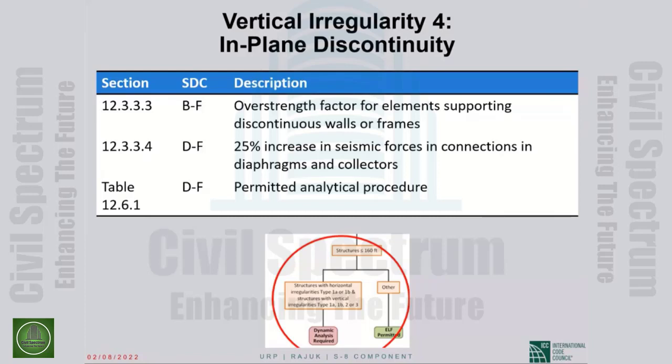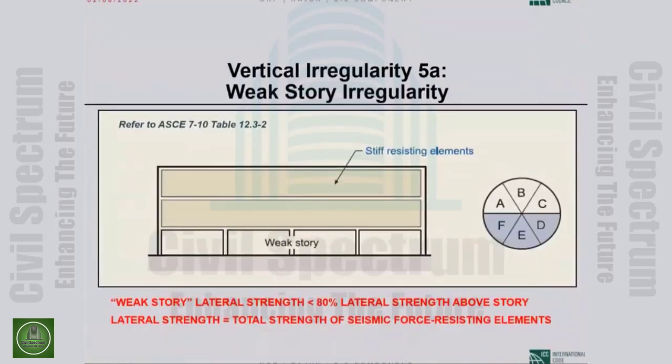the permitted analytical procedure, for type 4. Actually, type 4 is not one of the bad irregularities. So this table, when you go to it, it will require dynamic analysis only for the taller buildings exceeding 160 feet in height. Or the table will tell you that you can do equivalent lateral force procedure.